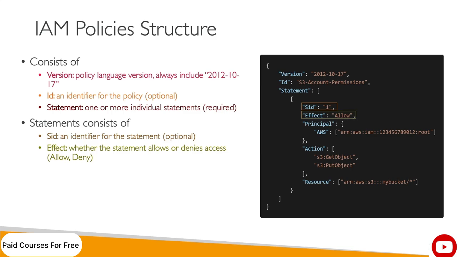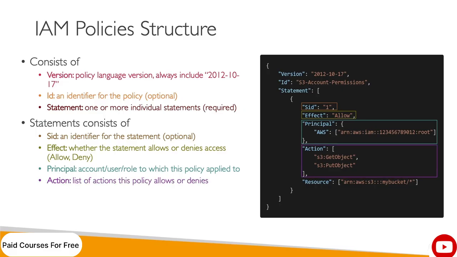So on the right-hand side, this is allow, but you can see deny as well. The principal consists of which account, user, or role this policy will be applied to. So in this example, it's applied to the root account of your AWS account. Action is the list of API calls that will be either denied or allowed based on the effect. And the resource is a list of resources to which the actions will be applied. So in this example, it is a bucket, but it could be many different things.